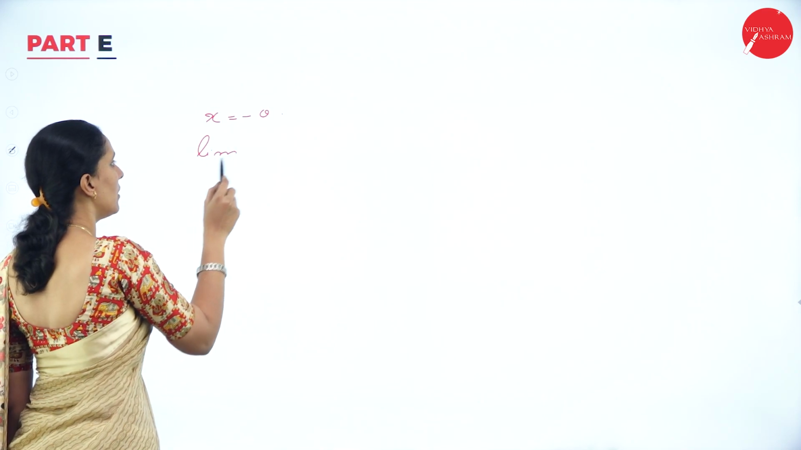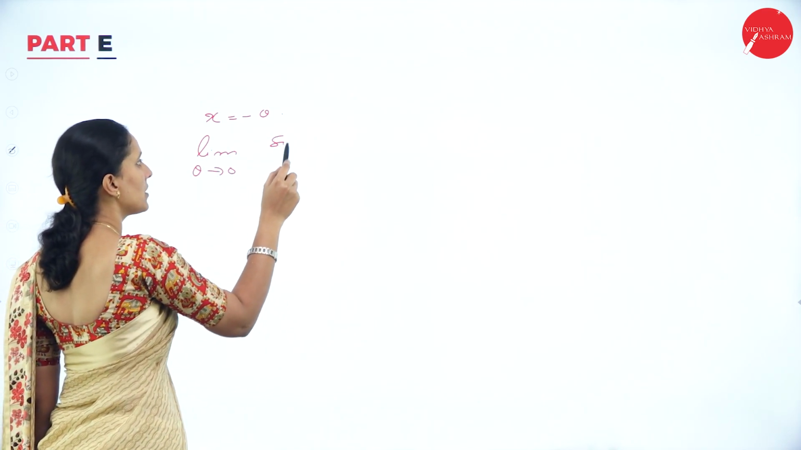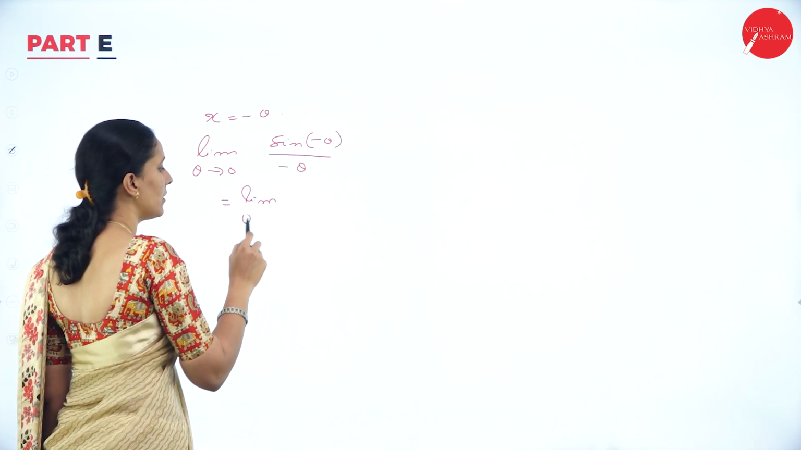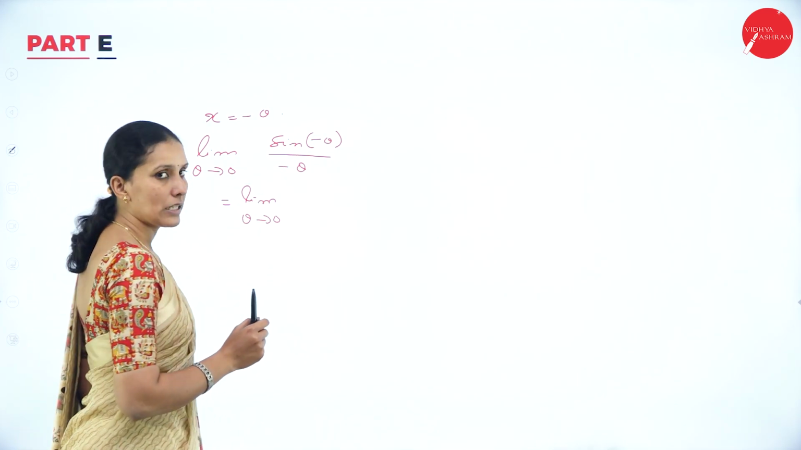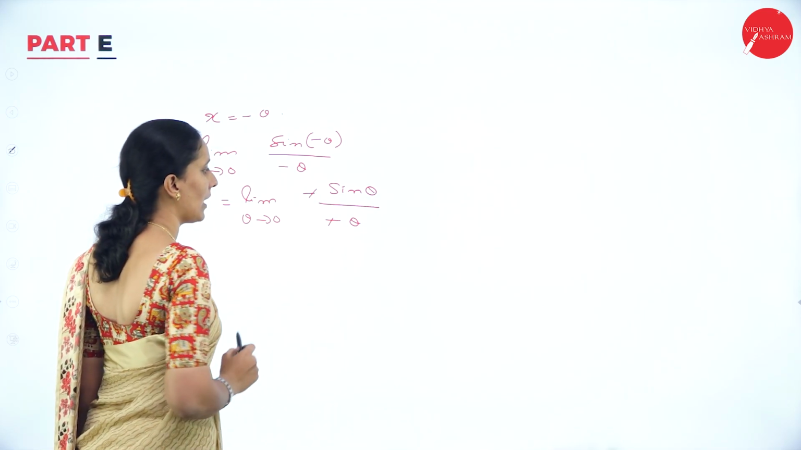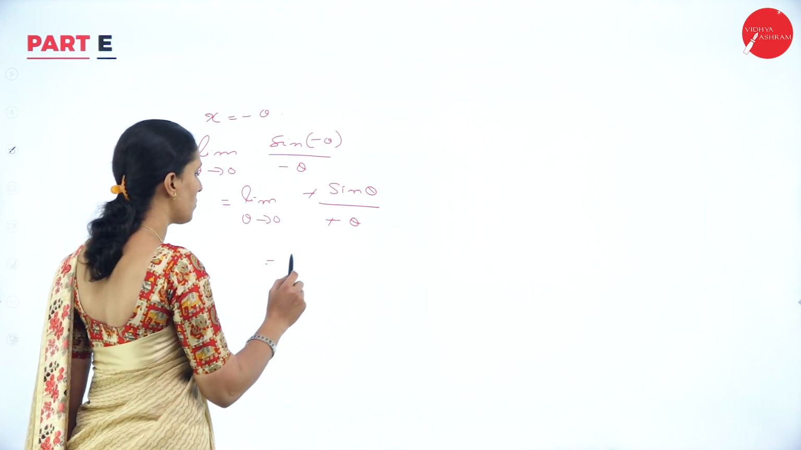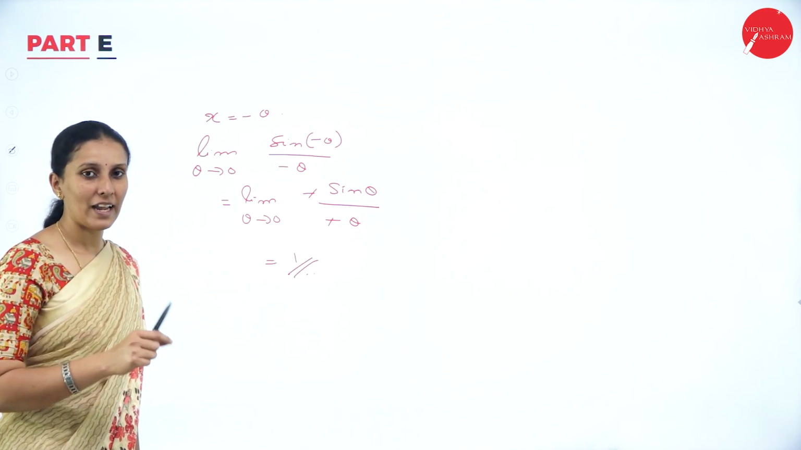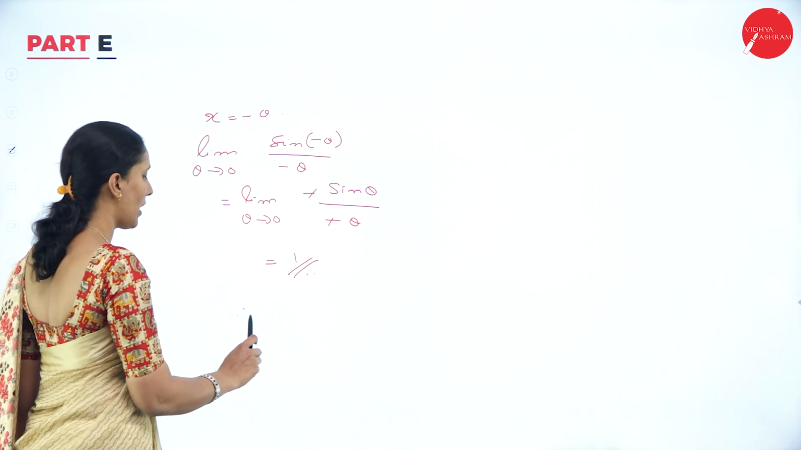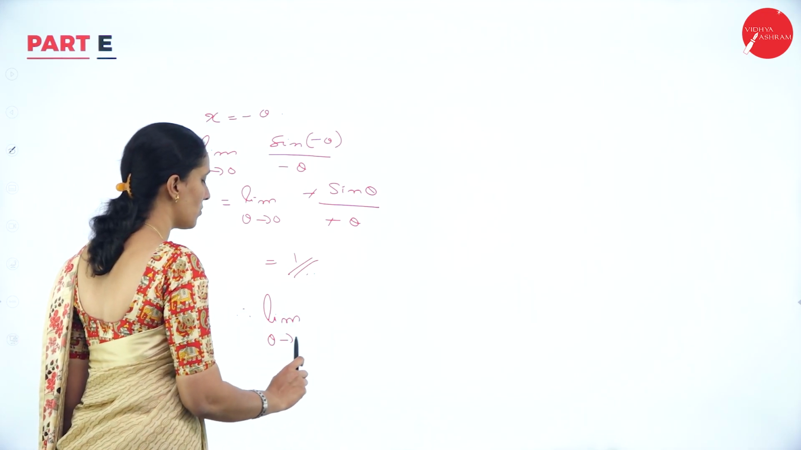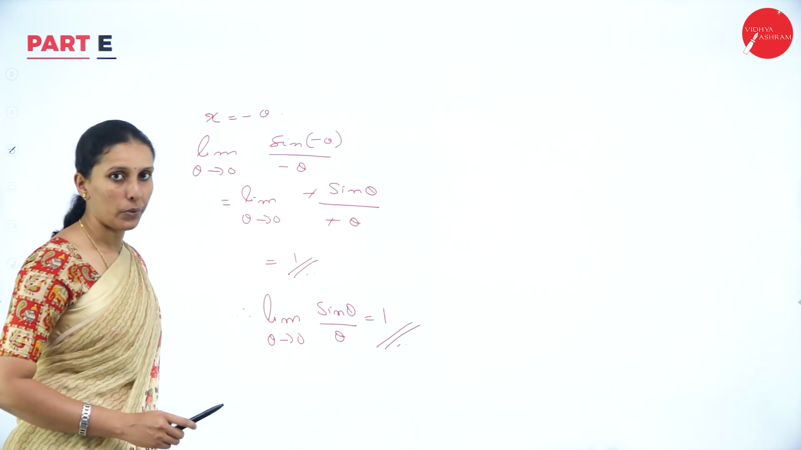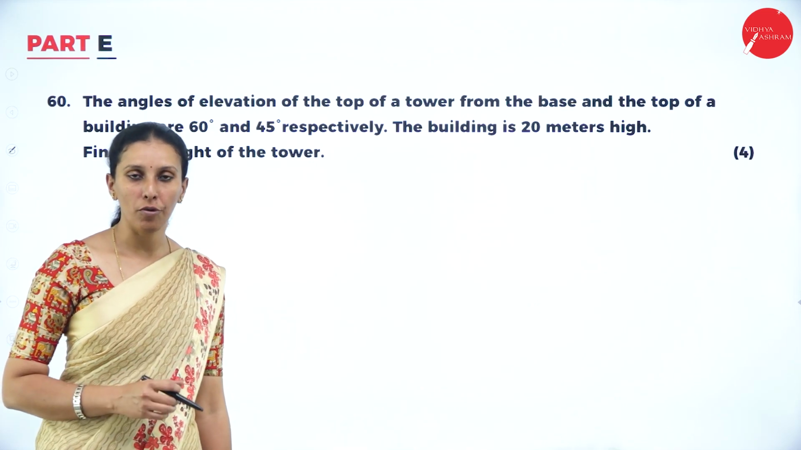Then what happens, we will get limit theta tends to 0 sin of minus theta by minus theta, which is limit theta tends to 0 minus of sin theta divided by minus theta. The minus signs cancel here. So again it is a standard form whose value is 1. So for both positive and negative values of theta, we are getting limit sin theta by theta is equal to 1, and hence we can conclude that limit theta tends to 0 sin theta by theta is equal to 1. Hence proved.